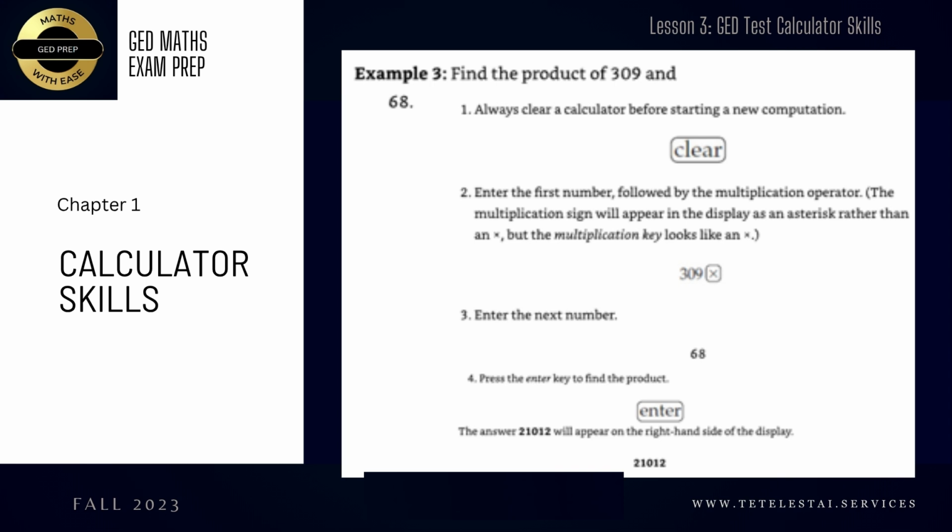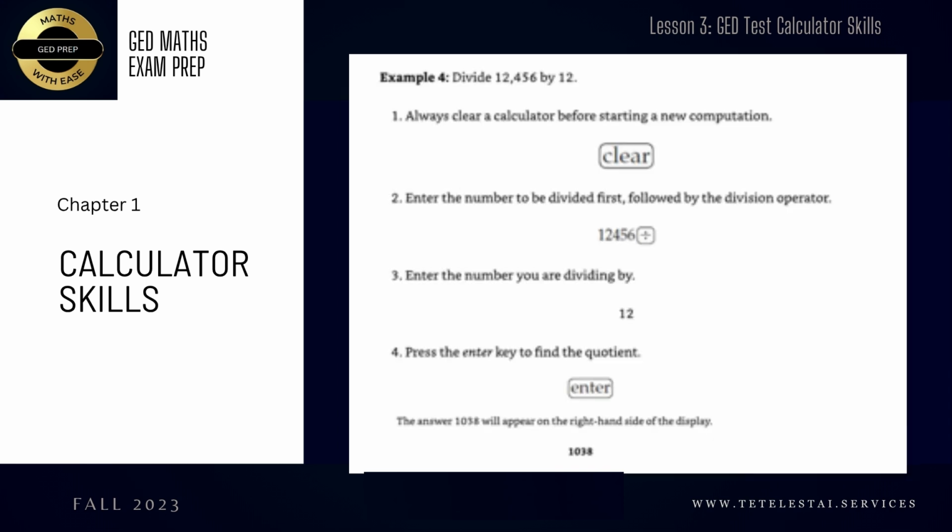Because in this case, if they're asking you to find the product of 309 and 68, you don't want to subtract, right? And you certainly don't want to add, and you don't want to divide, because all those would give you the wrong answer, right? So pay attention to the terms that we've discussed today, so that you know what the question is asking you to do, and you can always find the right answer.